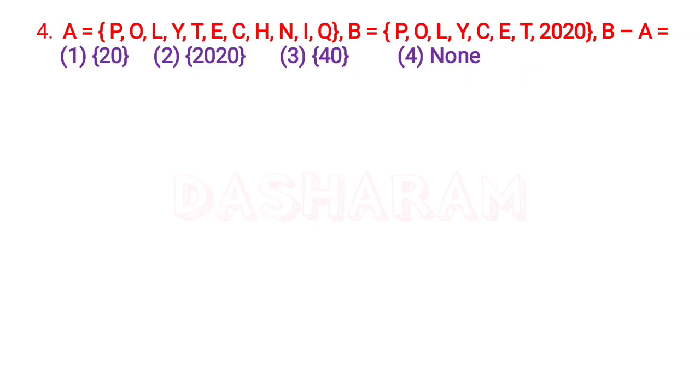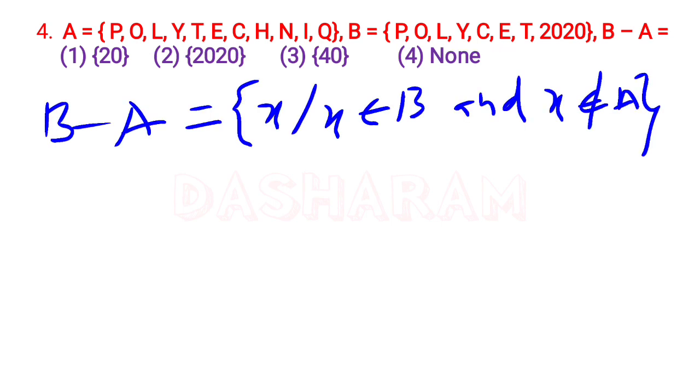Next, fourth question: A equals the set of p, o, l, y, t, e, c, h, n, i, q and B equals the set of p, o, l, y, c, e, t, 2020. Then what is B minus A? The formula for B minus A is x such that x belongs to B and x does not belong to A. The meaning of this formula is to cancel the common elements in both sets A and B and write the remaining elements from the B set.